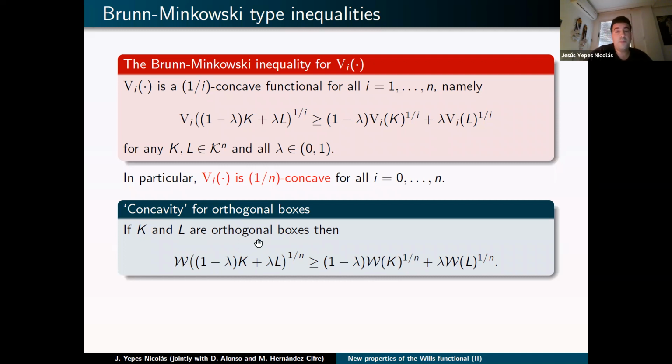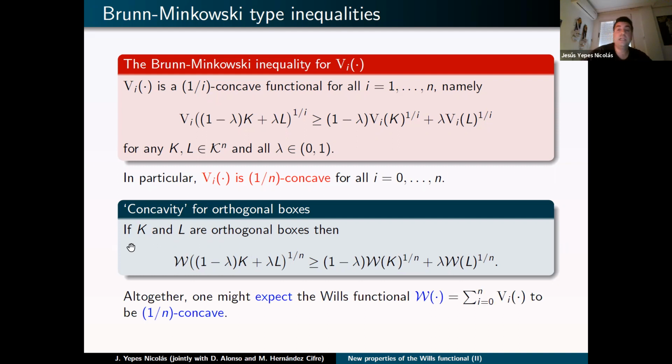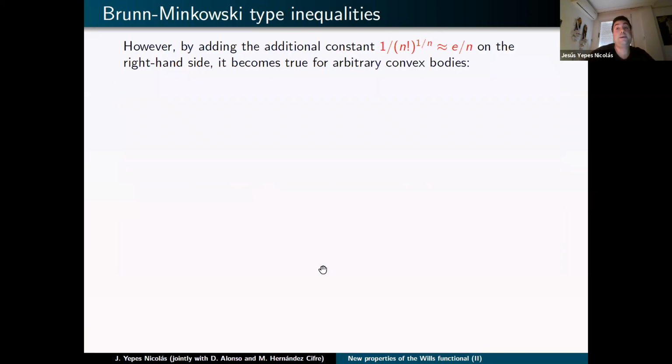So using that, one can obtain this. Then, since orthogonal boxes approximate very well, by unions of them, compact sets, and also taking into account that all the intrinsic volumes are 1 over i concave and the Vis functional is nothing but the sum of all of them, it is natural to wonder, as I was telling you, that this functional should also be 1 over n concave. However, unfortunately, this is not the case. It is very easy to find different pairs of convex bodies for which the inequality holds with a reverse sign.